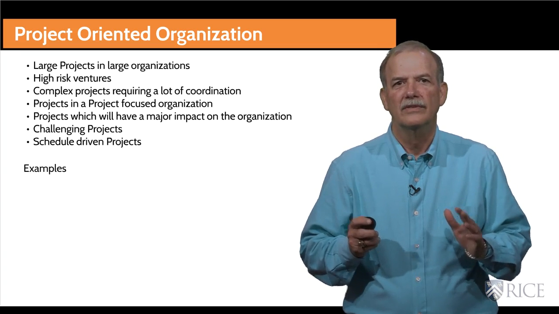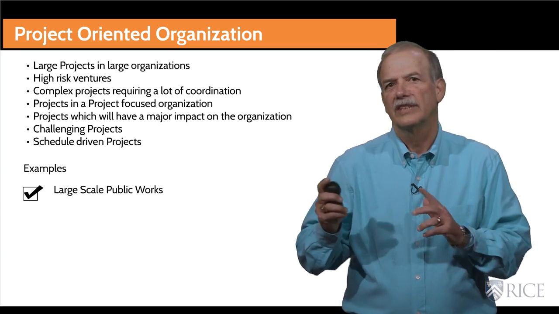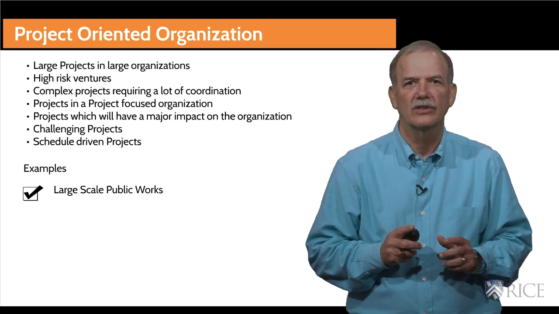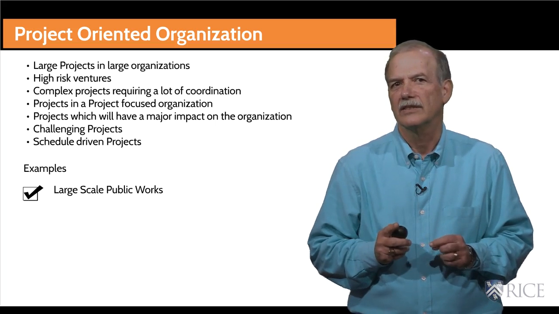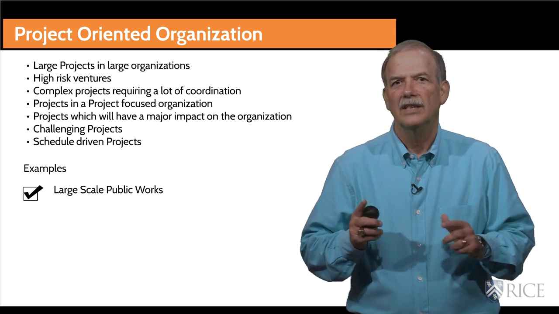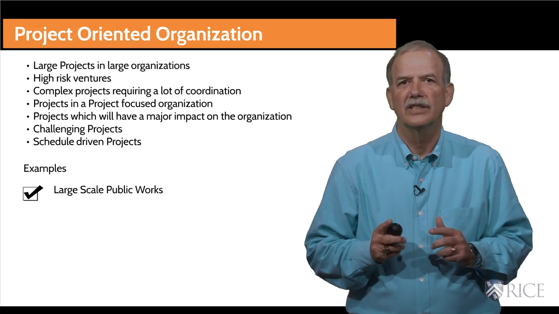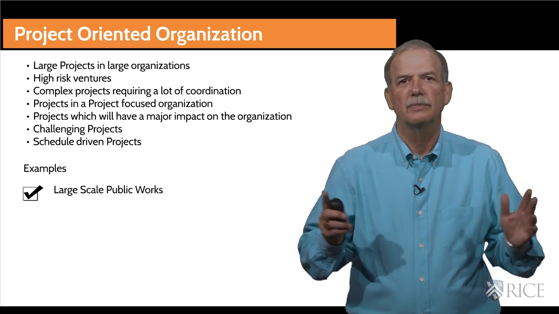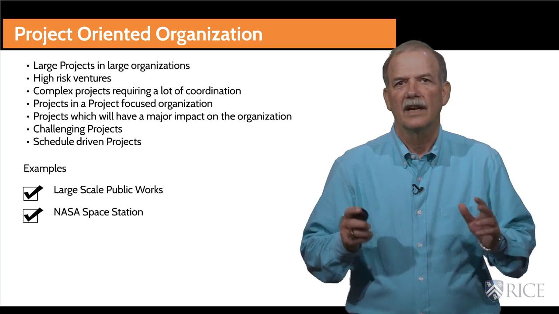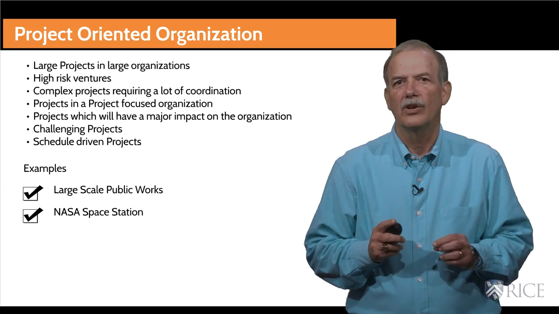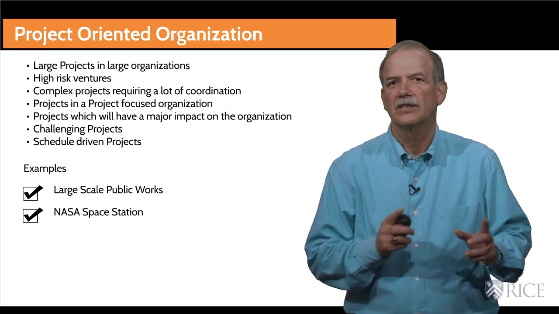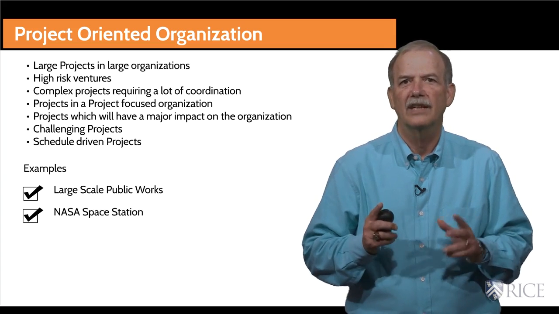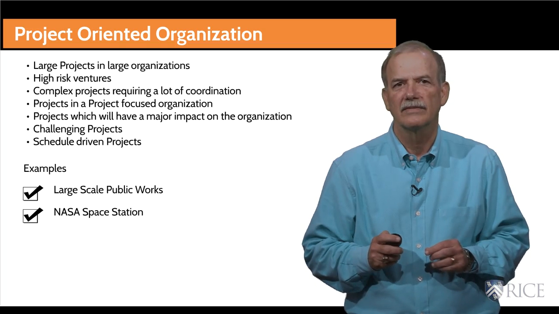Examples include large-scale public works, such as major highways, bridges, and infrastructure, such as dams or power lines. These projects require a lot of coordination and may be spread out over a large area. The logistics may be complex. Another example of this type of large-scale public project is the NASA space station. It has the added complexity of being very high risk with a lot of coordination.